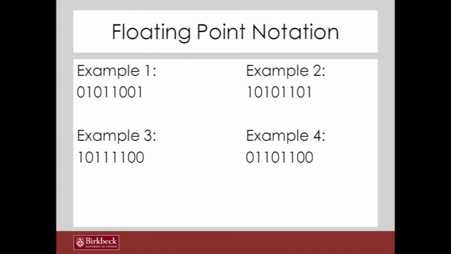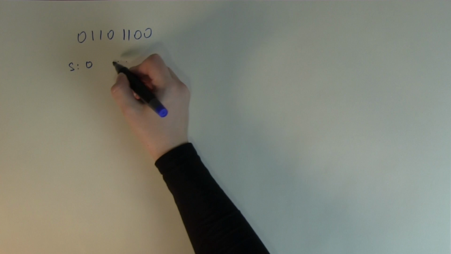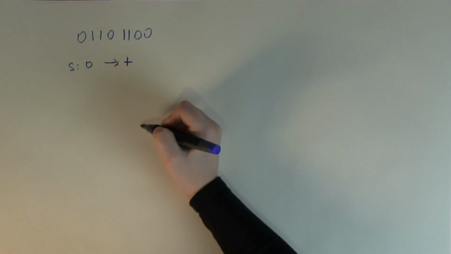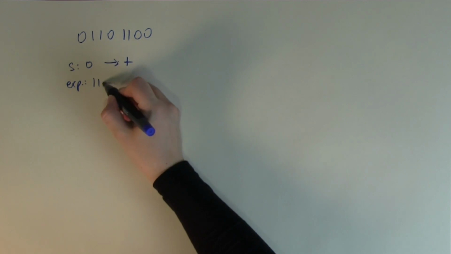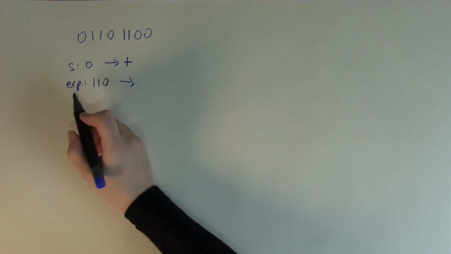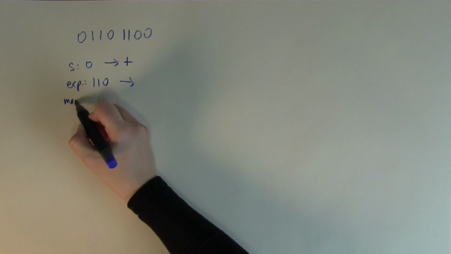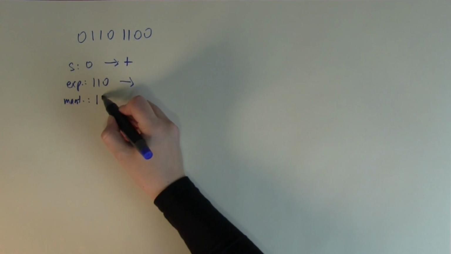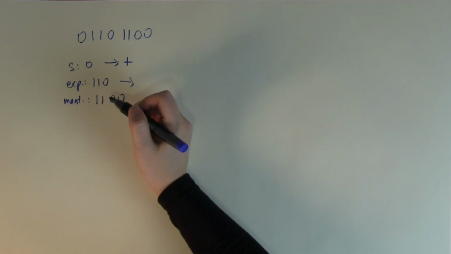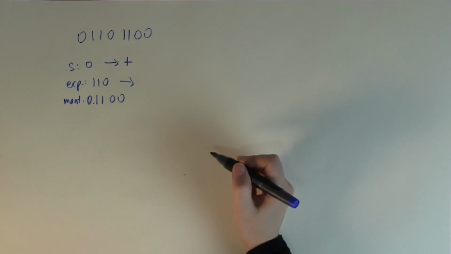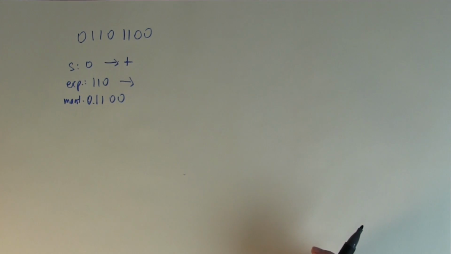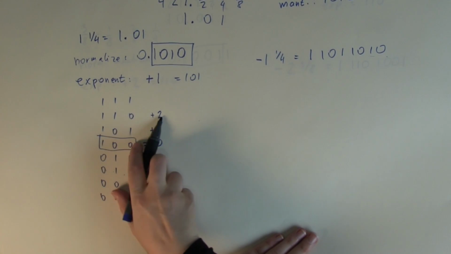0 1 1 0 1 1 0 0. So the sign is 0. That tells me I'm working with a positive number. The exponent is 1 1 0. We're going to have a look at in a minute what that is in excess notation. And the mantissa is 1 1 0 0, not forgetting that I need a 0 point in front. So what is 1 1 0 in excess? 1 1 0 is positive 2.